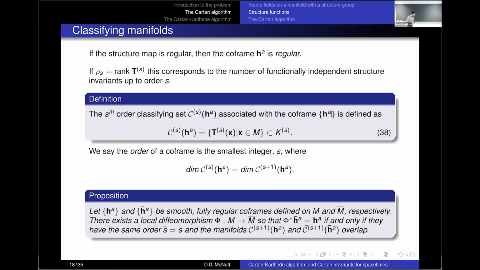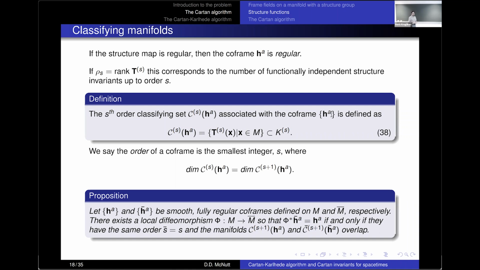Generally, in relativity, when we're talking about spacetime, we will assume the coframe is regular. If not, we will restrict our coordinate neighborhood to avoid irregularity. So this is reasonable. Rho S here is the rank of the S structure map, and this corresponds to the number of functionally independent structure invariants up to order S. Here you can determine functional independence just by taking exterior derivatives and wedge products. If you have two functionally dependent components, the wedge product of their exterior derivatives is zero; if they're functionally independent, it's non-zero. So it's a very easy way to do this. You can do it algorithmically.